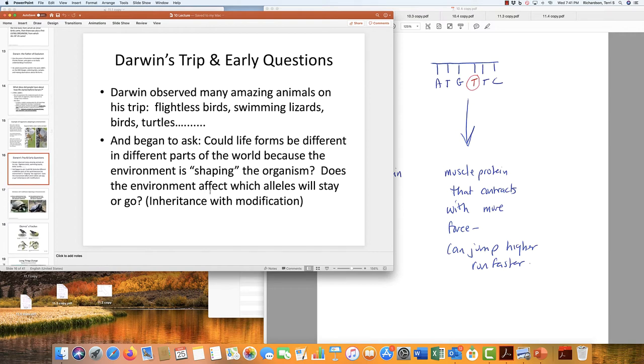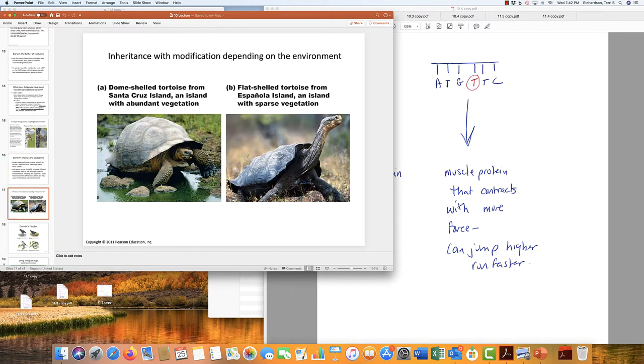Does the environment affect which alleles, which genes stay or go? So we call this inheritance with modification. You are inheriting genes and they're being modified.